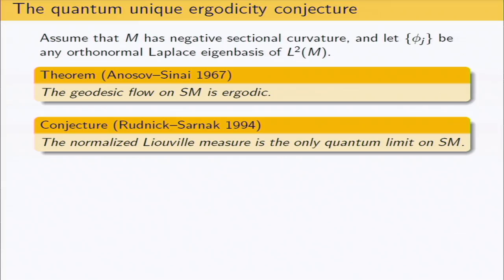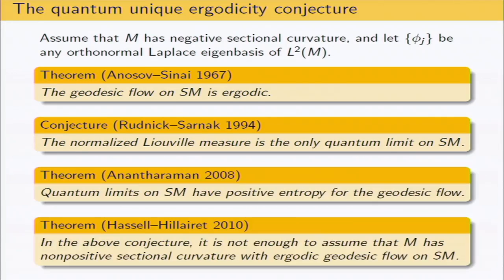Concerning this conjecture, I know about two general results. One is a recent theorem by Anantharaman saying that every quantum limit has positive entropy for the geodesic flow. And another is a theorem by Hassell and Hillairet from 2010, which I informally formulate for the purpose of this talk as: it's not enough to assume that M has non-positive curvature and an ergodic geodesic flow on its unit tangent bundle. So if you slightly weaken these conditions, then you can produce counterexamples.